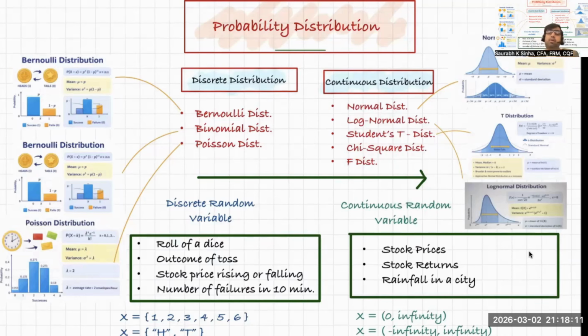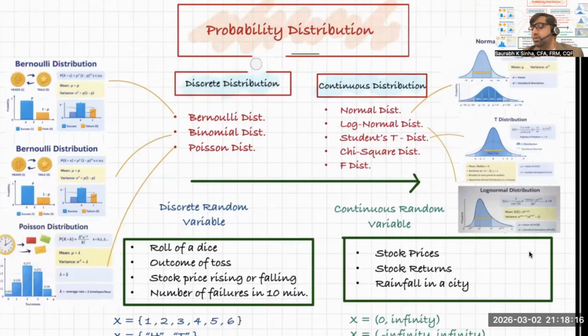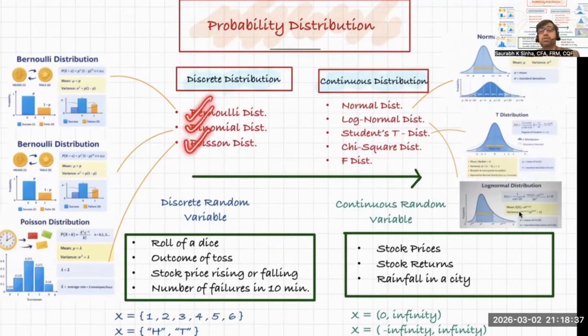When you enter into probability distribution, you will study two types of distributions. The first is discrete distribution and the second is continuous distribution. In discrete distribution, you have to study three main distributions. Actually, there is also a fourth one, but the three are Bernoulli, binomial, and Poisson distribution. You will also study uniform discrete distribution, so I'll also introduce it.